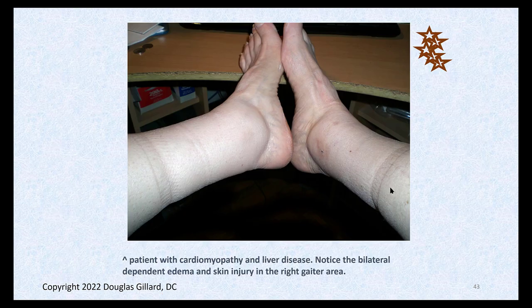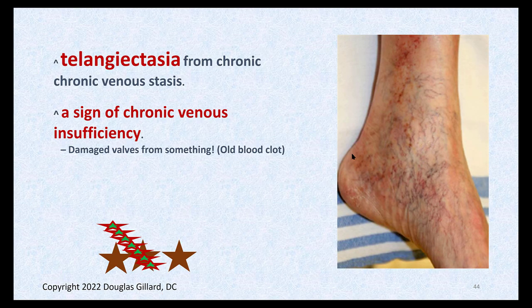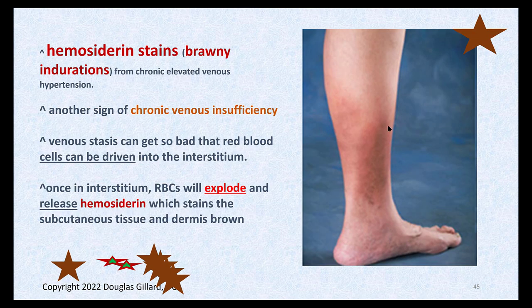Here's some brawny indurations that have occurred. And why some people get skin changes like this, and some people get skin changes like that, some people get both of these, we don't know why that is. Why doesn't this person have telangiectasia? Don't know. But it's just another sign. So these are brawny indurations. If you ever see this in someone with sciatica, you've got to wonder if they have a blood clot. Because if your valves aren't working, you're at increased risk for thrombosis.